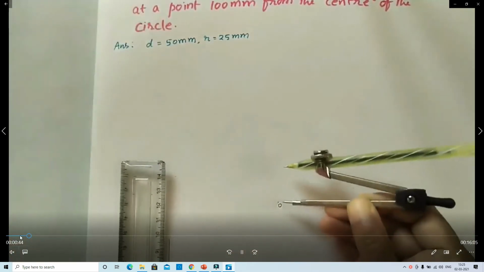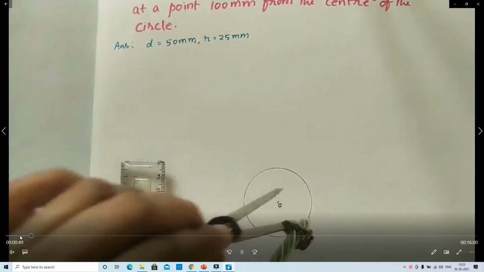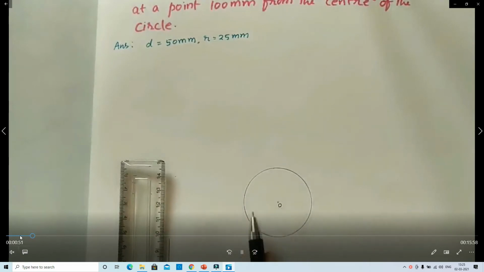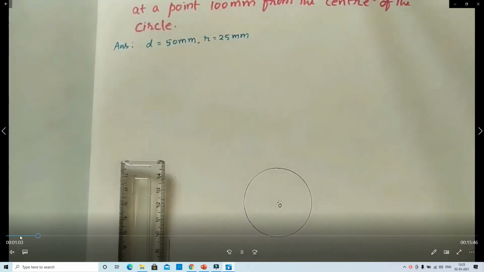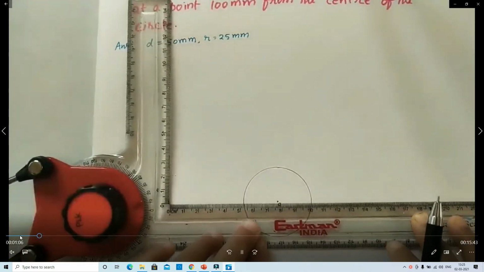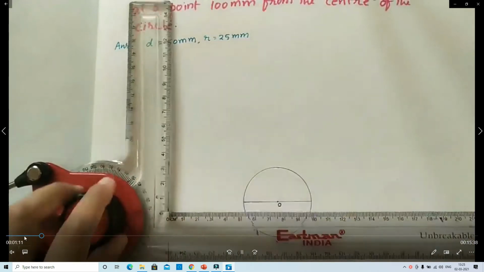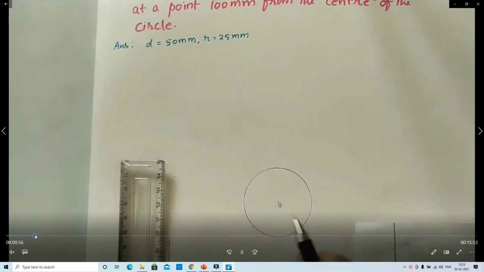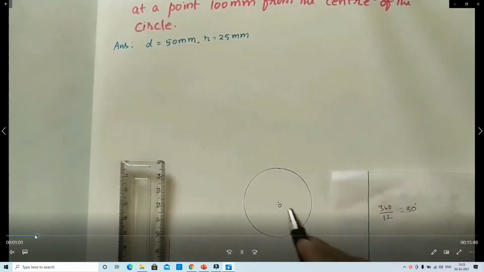In this way, we draw the circle first. O is the center, 25 radius. We draw the circle, and we need to divide this circle into 12 equal parts. A circle has 360 degrees. 360 divided by 12, that is 30.